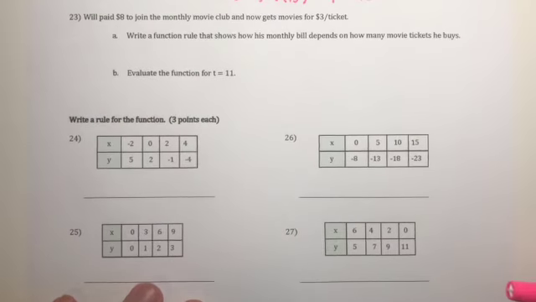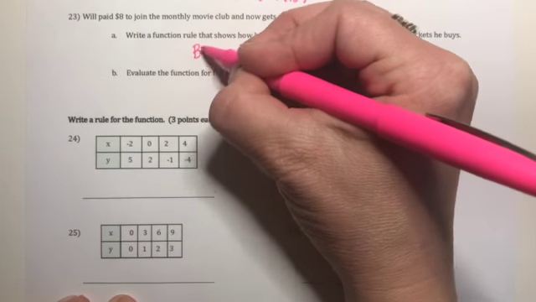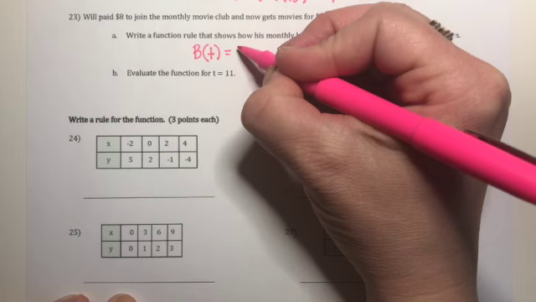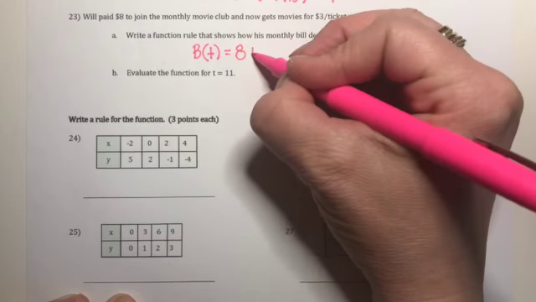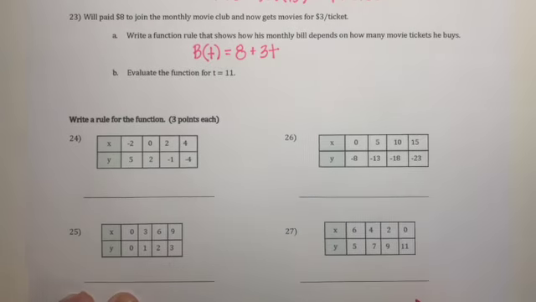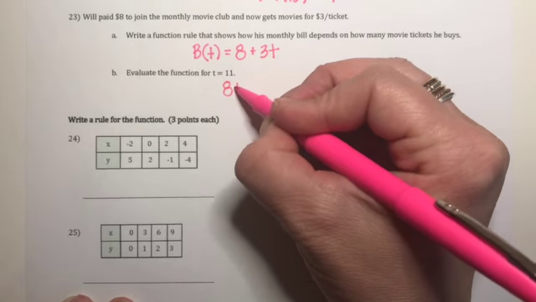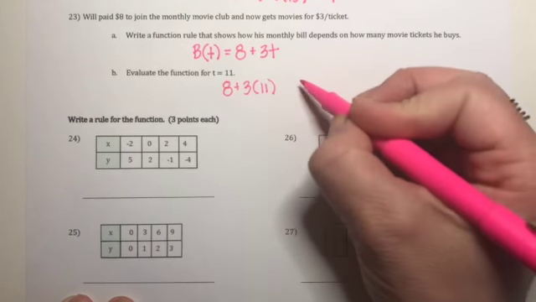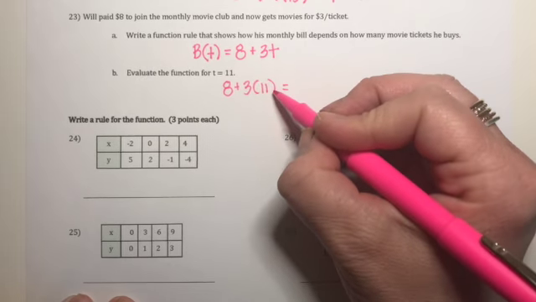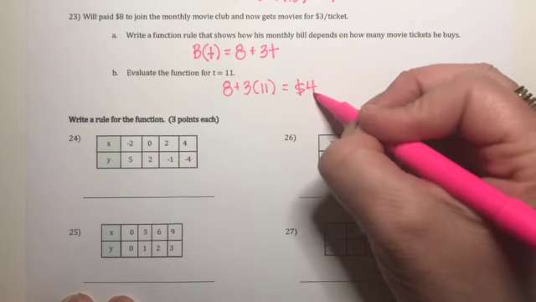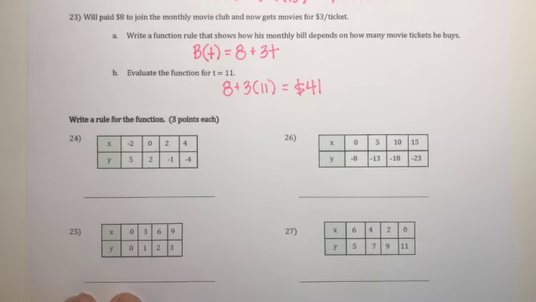Okay, the next one says, Will paid $8 to join the monthly movie club and now gets movies for $3 per ticket. So write a function rule to show how his monthly bill depends on how many movie tickets he buys. So his bill depends on how many tickets, and he pays $8 to join the club, and then his movies are $3 a ticket. So what if he bought 11 movie tickets this month? So he would pay $8 plus $3 times 11 tickets. So 3 times 11 is 33, plus he had to pay $8 to be in the club, so he would have to pay $41.